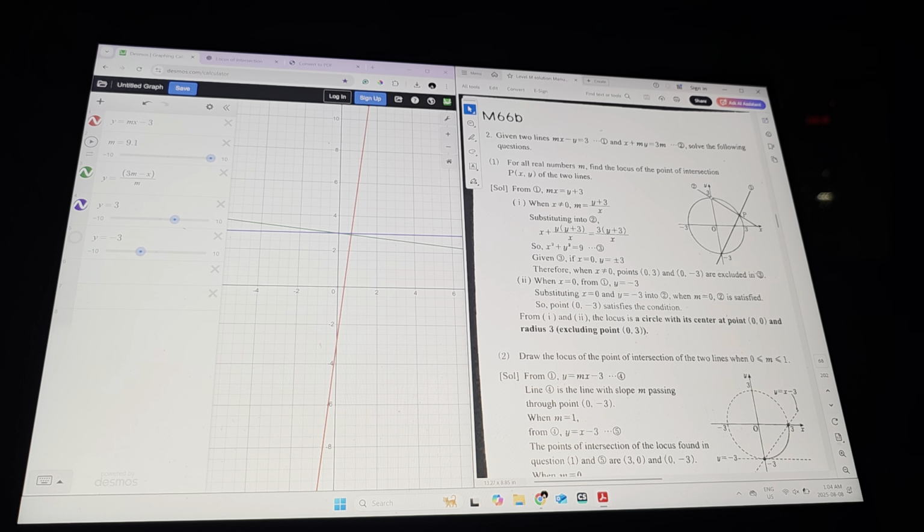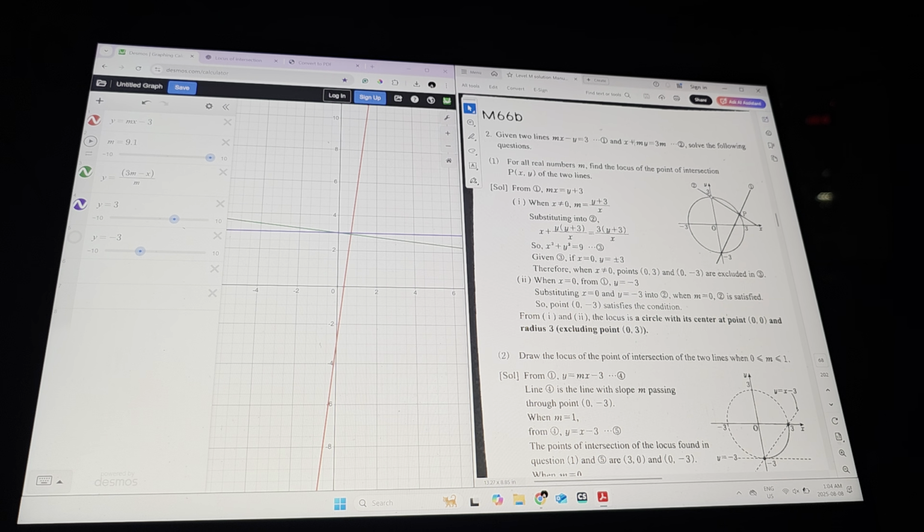However, it does not stop here, because we're also going to analyze what happens when x is equal to 0. From number 1, everything that we did over here, if x is equal to 0, then this part is going to be 0, so y is going to be negative 3. That's pretty straightforward. If I substitute x equal to 0 and y equal to negative 3 into number 2, which is this equation over here, it becomes negative 3m is equal to 3m, which means that m can only be 0, there's no way m can be anything else.